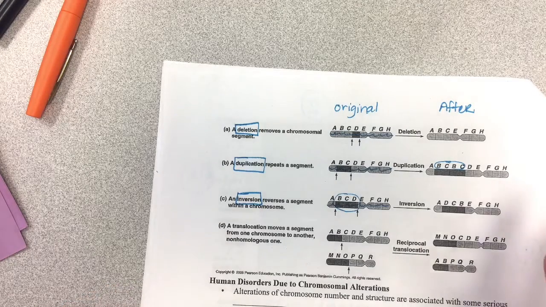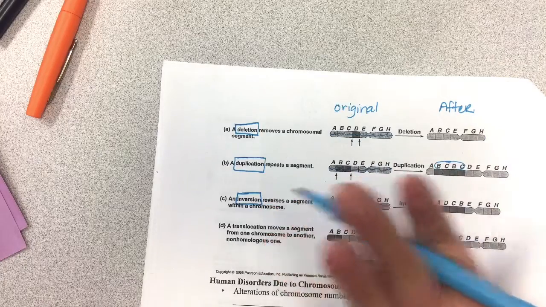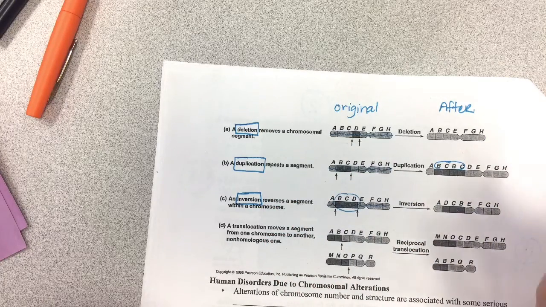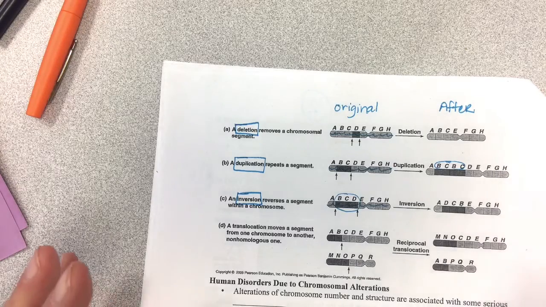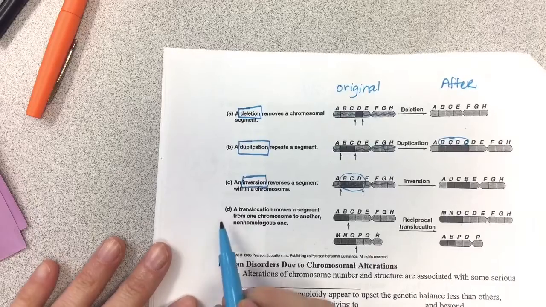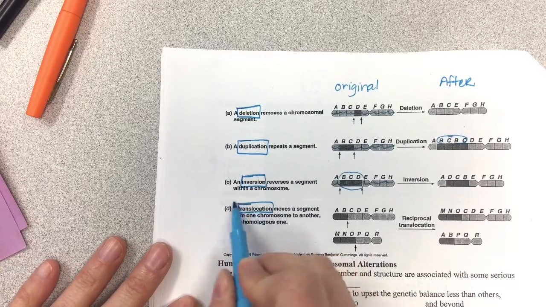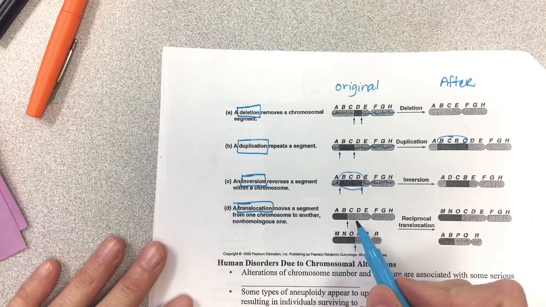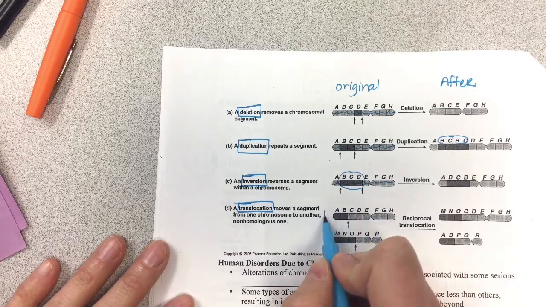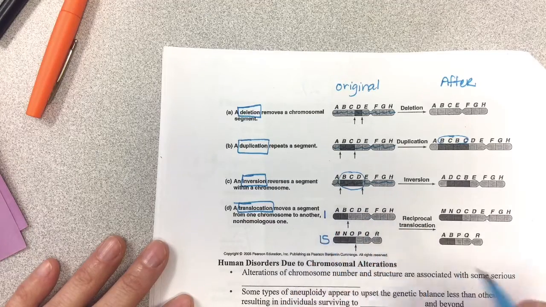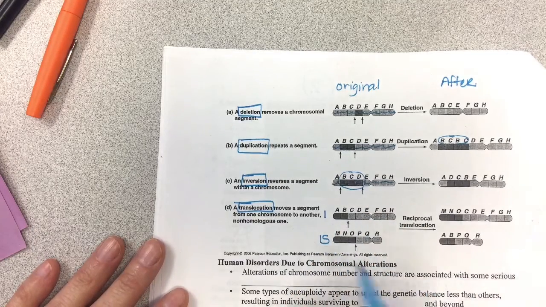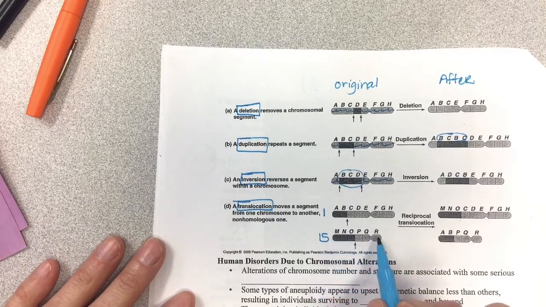It's kind of like if you flip a sentence around while the letters are still there, if you still try to read it left to right, it's hard to decipher the meaning of it, and the same kind of thing with DNA. And then a translocation moves a segment. So it moves it from like one chromosome to another. So one to chromosome number 1 to chromosome number 15. So here, this is a whole other chromosome, so that's why the letters are different.